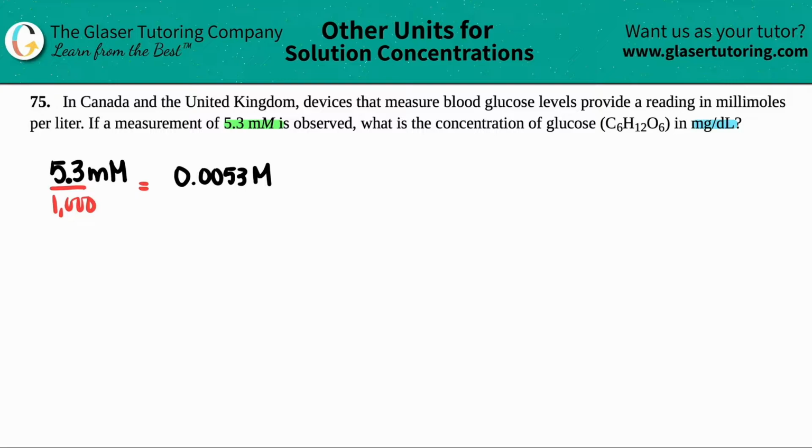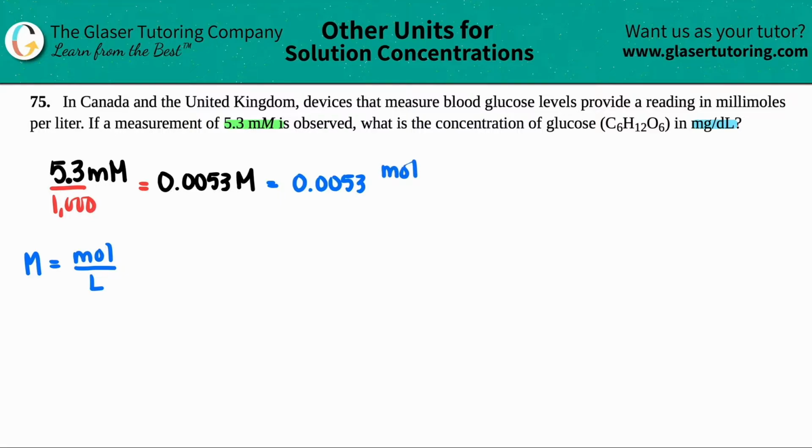So I just want to double check: 5.3 divided by 1,000. Can never be too sure. Okay, perfect. Now, since there is a ratio here, milligrams per deciliter, let's open this unit up into the other form that it has. Remember, molarity is moles divided by liters. That's the formula. So instead of just saying 0.0053 molarity, I'm going to say that it's 0.0053 moles over liter. You see that? Molarity is mole over liter.